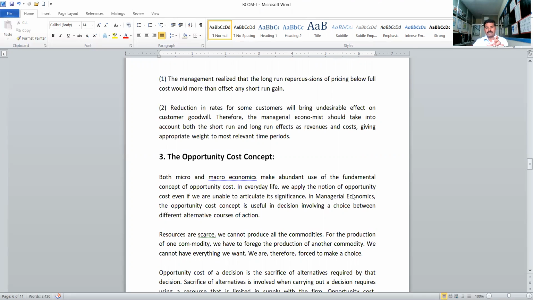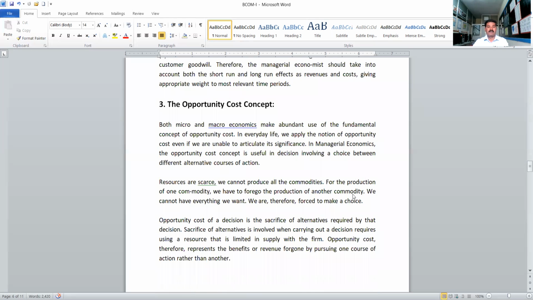the opportunity cost concept. Both micro and macroeconomics make abundant use of the fundamental concept of opportunity cost. In everyday life, we apply the notion of opportunity cost even if we are unable to articulate its significance. In managerial economics, the opportunity cost concept is useful in a decision involving choice between different alternative courses of action.